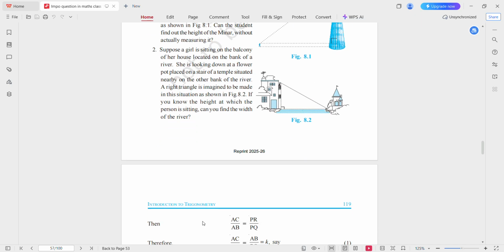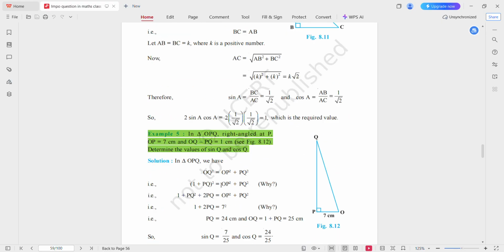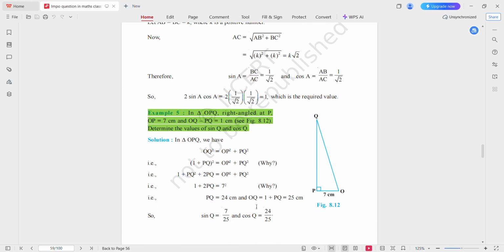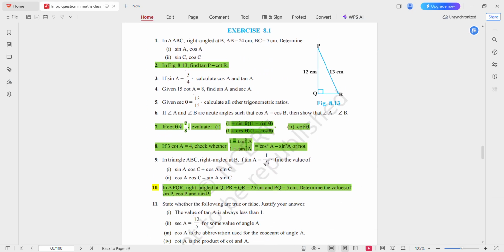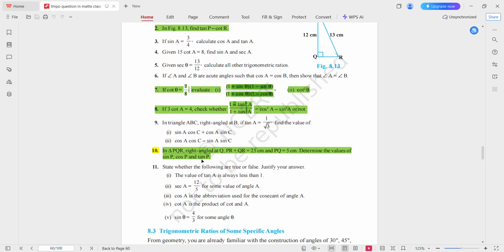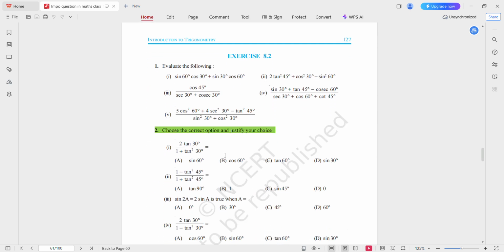Coming to 8th chapter, third example is important along with both the subdivisions. 5th example is important. Coming to exercise 8.1, second question is important. 7th, 8th question is also important. 10th question should be given higher precedence. It is very much important to score high marks in the board exam.